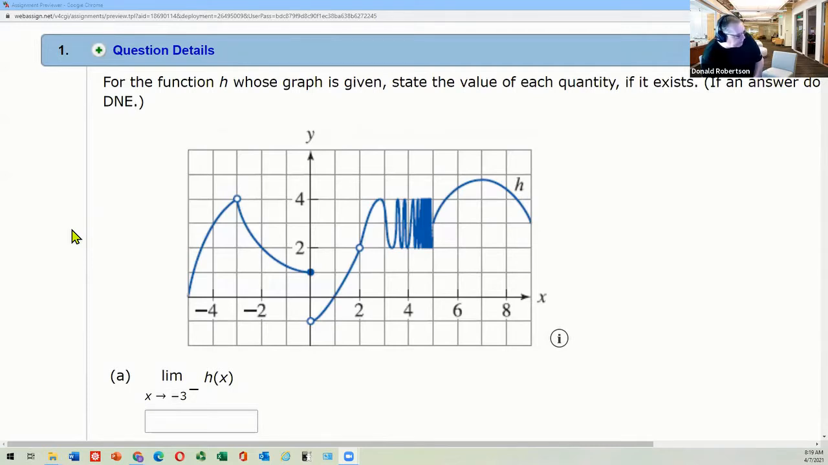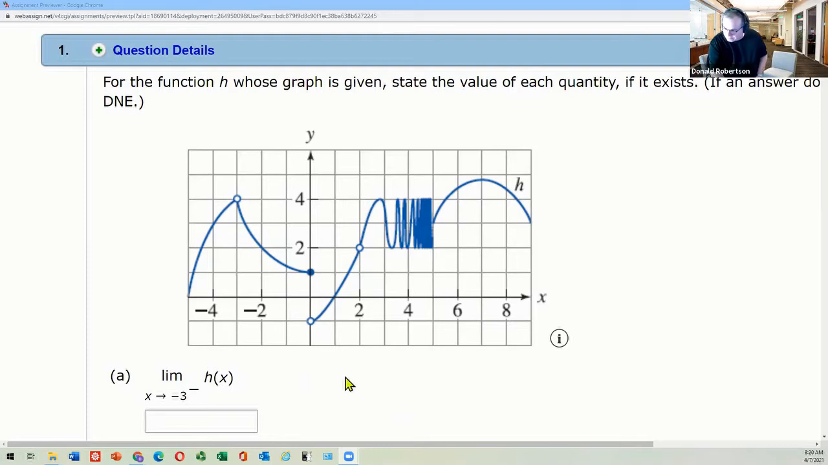It's got lots of interesting places. If I asked you to find the left limit as x tends to 0, that would be the limit of h of x as x tends to 0 minus. Do you see the answer would be 1? If I asked you for the right limit as x tends to 0, would you agree the answer is -1?